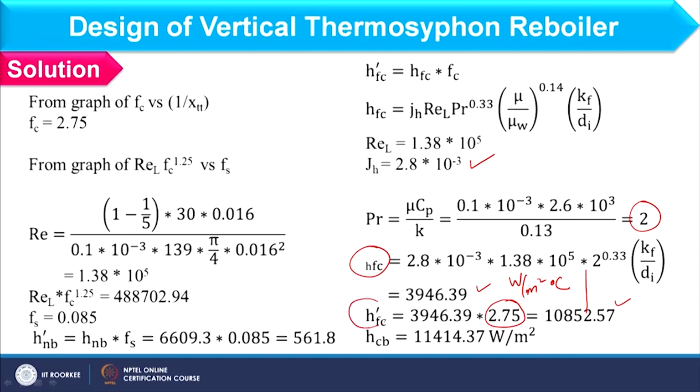So, we should add this as well as this to find out total heat transfer at exit condition of the tube, which is 11414.37, right. So, in this way you can find out heat transfer coefficient at exit condition of the tube, and further we have to find out heat transfer coefficient at entry condition of the tube.